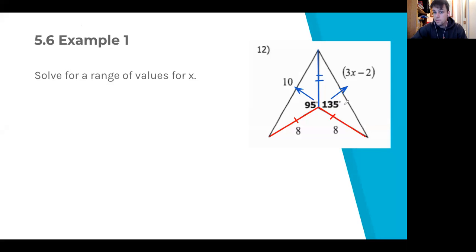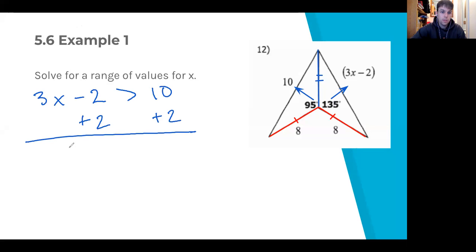With the hinge theorem problems, I'm either going to know the angles, and I'll use those to compare the sides, or I'll know the sides, and I'll use that to compare the angles. So here we have that 3x minus 2 is greater than 10, because the angle across from it is greater than the angle across from the 10. And there we go. We get to go ahead and solve for x.